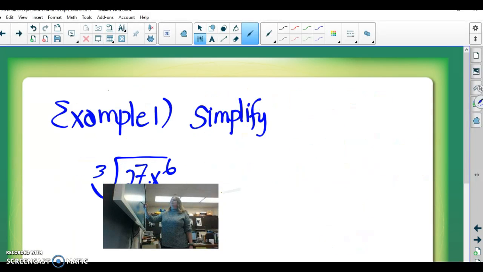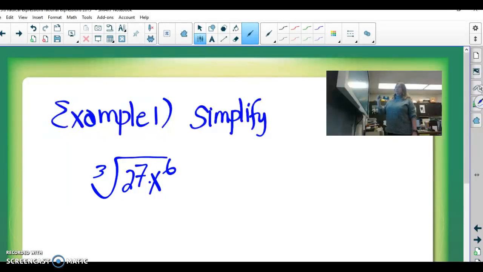Okay, first example. Pause the video and write it down, and then follow along with me when I simplify this. We're also going to be rationalizing when we do some of these examples, and this one we're going to be rationalizing when we have a denominator. So there's no denominator here, so we don't have to do that.